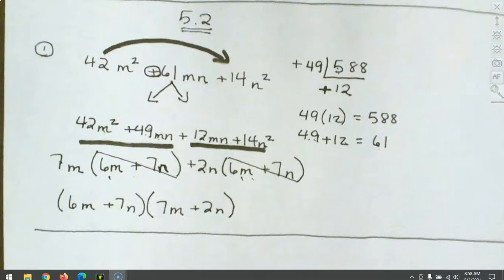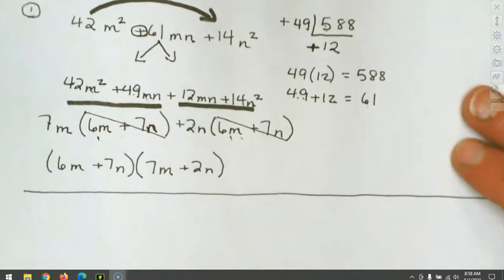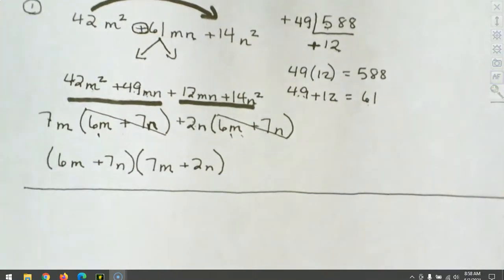So in 5-2, for the majority of these, we're going to be taking those three terms, breaking them up into 4, and factor by grouping. There's other ways of factoring these. You can guess and check. But I think grouping is the easiest for students to understand. It's very mechanical, and it's the same every single time. I think it's much easier than trying to guess the factors.